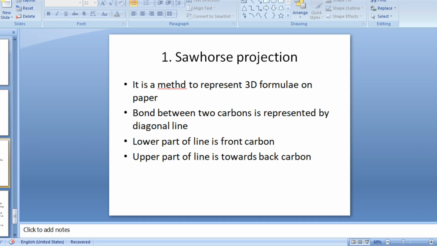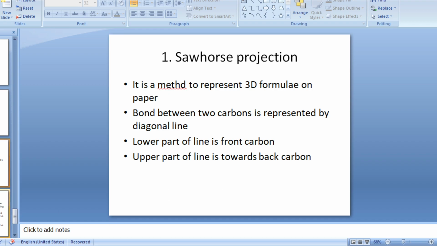Here, the bond between two carbons is represented by an elongated diagonal line. So this is the important feature. You will use an elongated diagonal line, and the lower end of that line is the front carbon, and the upper end of that line is the back carbon. We will represent that molecule. One or two cases we will take. We will see that molecule also.